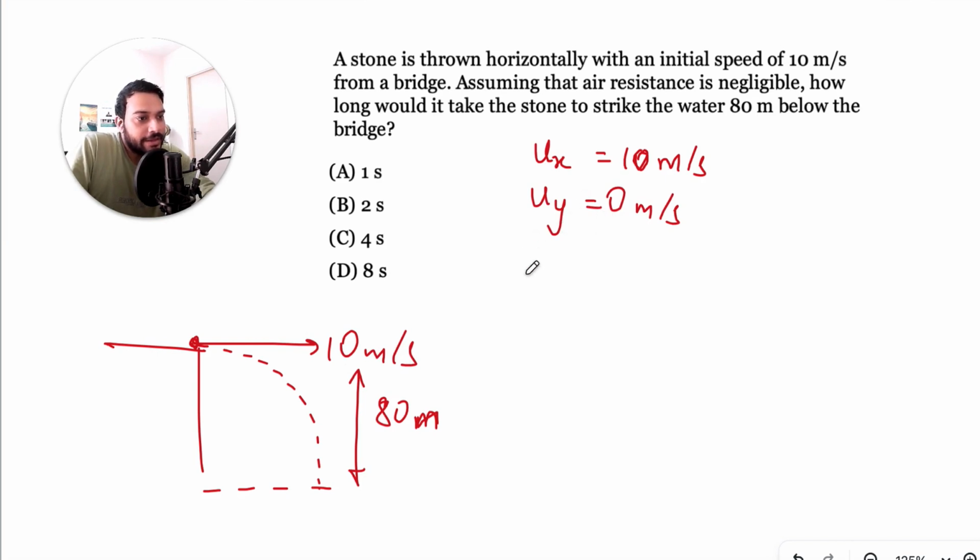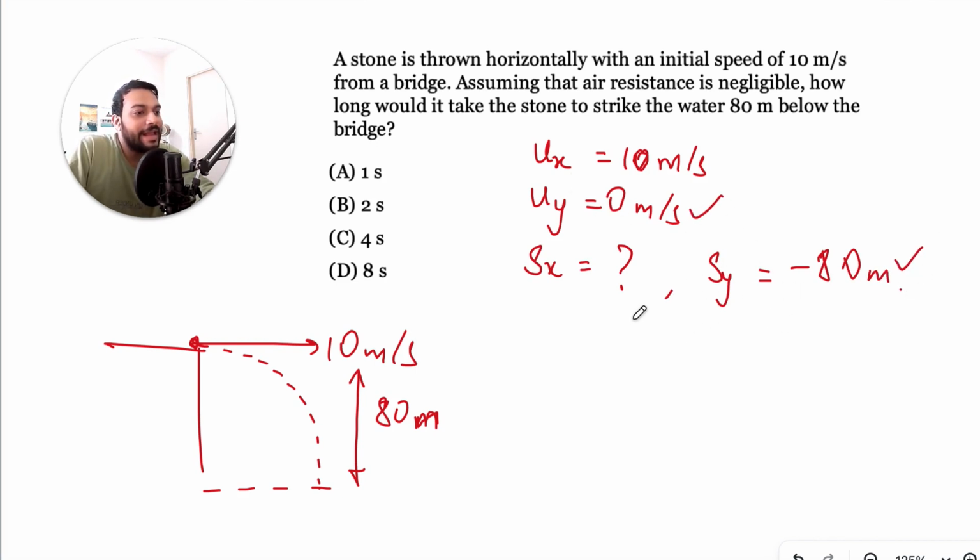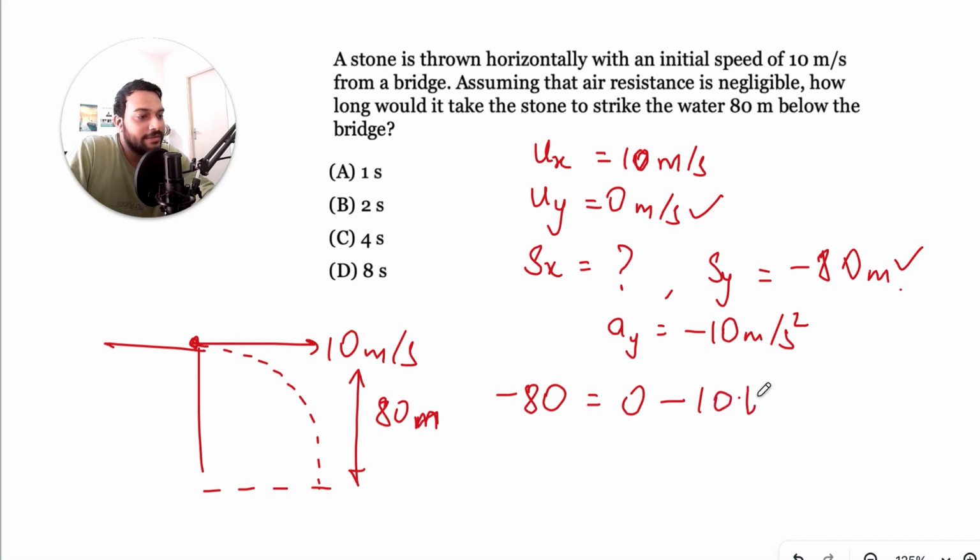Then the sx, the displacement in the x direction, that's unknown and we don't exactly need it. Displacement in the y direction is negative 80 meters. This is what we're going to use. And acceleration in the y direction, ay, is the gravity, negative 10 meters per second squared. So we'll use the third equation of motion. So sy, negative 80, is equal to uy t, which is 0, minus half 10 t squared. So now the negatives cancel and then t squared is equal to 16.